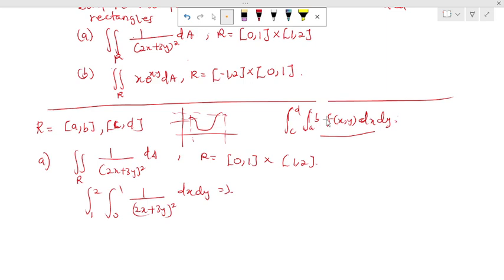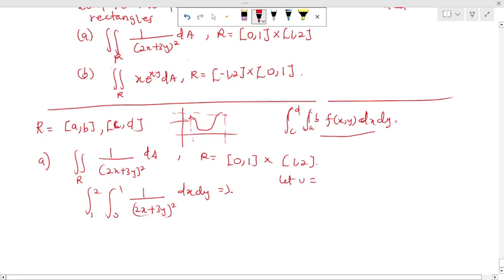At this point, you know that you are integrating with respect to x. This is just integration using substitution. So you have to make a substitution here. Let u be equal to 2x plus 3y. So the derivative of u with respect to x will simply be equal to 2, so my dx will be 1 over 2 du. If I want to remove this dx, I will have to introduce my half there.